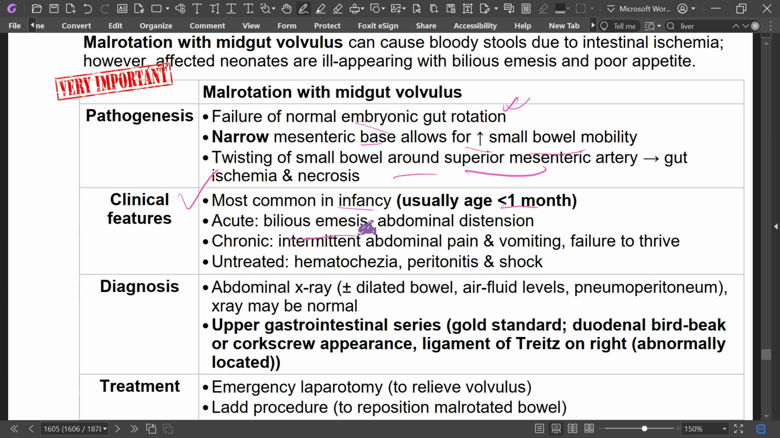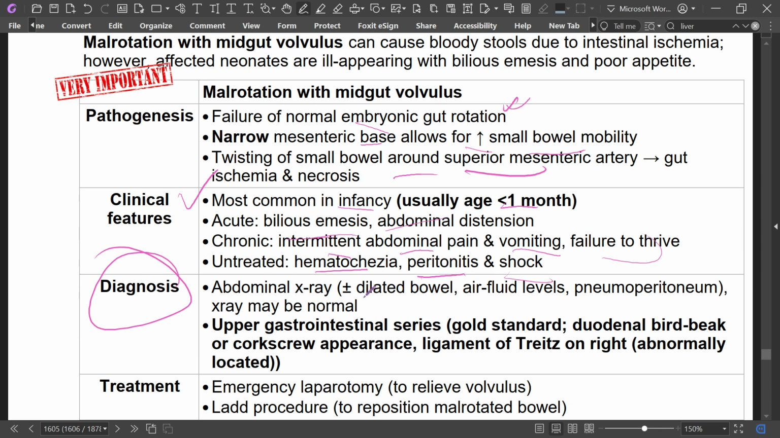Acute presentation is bilious emesis and abdominal distension. Chronic presentation is intermittent abdominal pain, vomiting, and failure to thrive. Untreated, it leads to hematochezia, peritonitis, and shock. This is due to failure of the normal embryonic gut rotation.